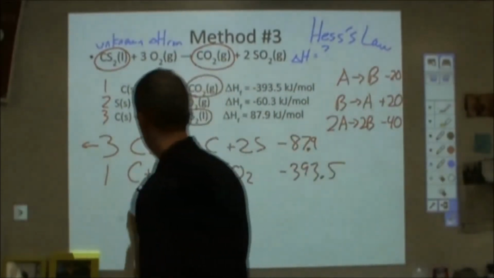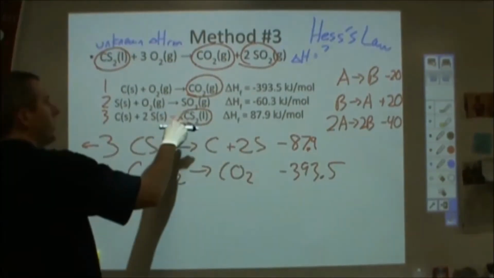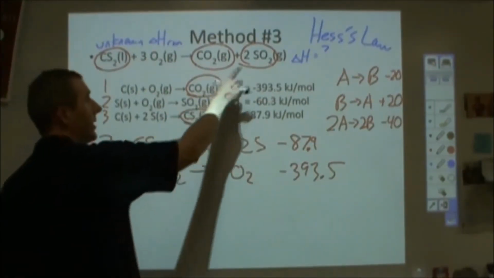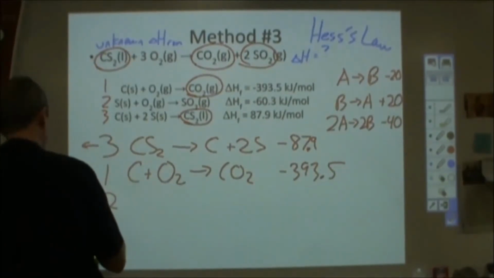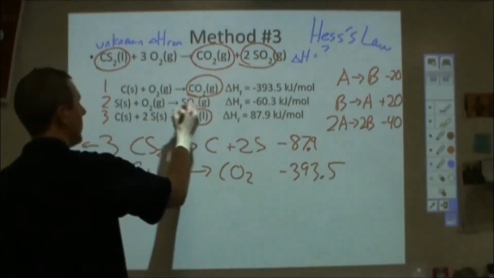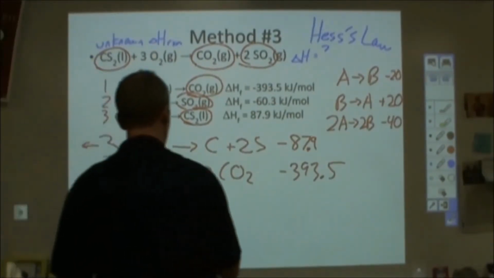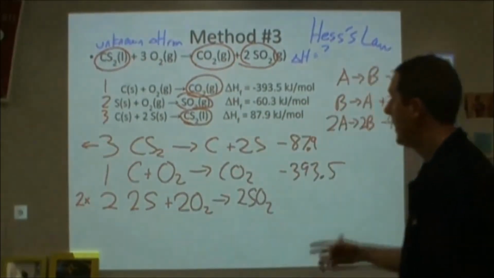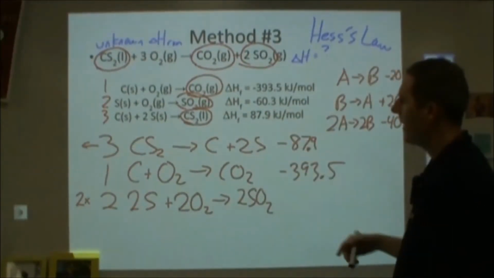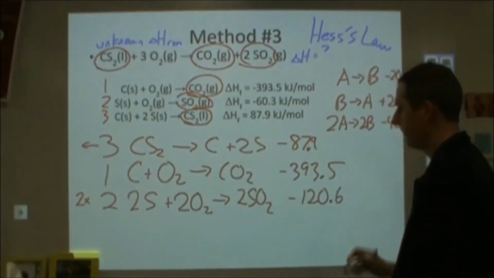All right, the last bit then, I need 2 SO2s. Okay, so before we look at our O2s. Now this has SO2. It's in the right spot, but I only have 1. So I'm going to take reaction 2 and I'm going to double it. Okay, so I want my SO2, and I'm going to do 2 sulfurs plus 2 O2s yields 2 SO2s. Okay, and because I doubled that, I'm going to double this value here. So instead of negative 60, it's going to be negative 120.6.